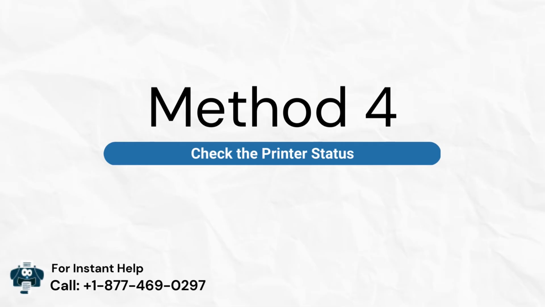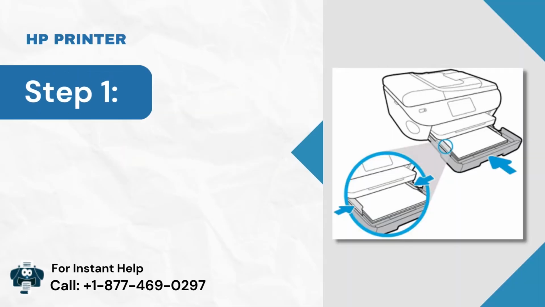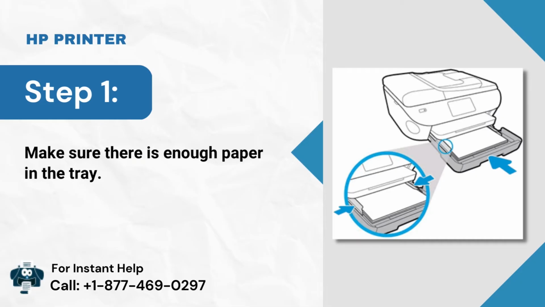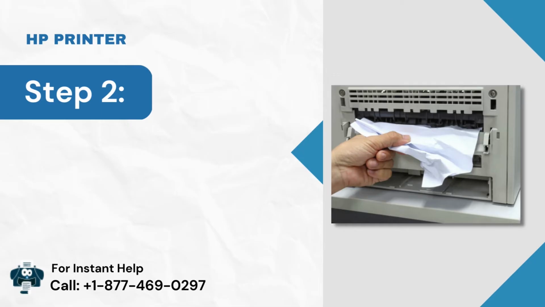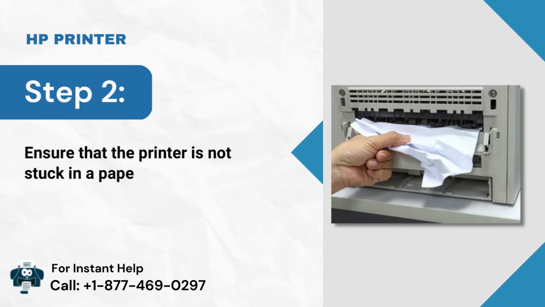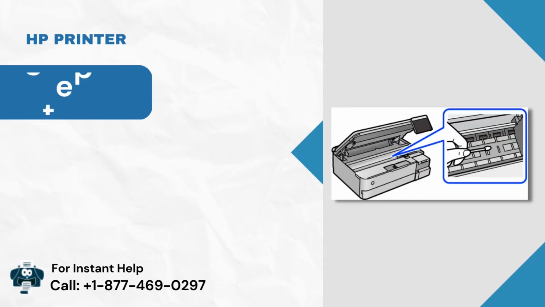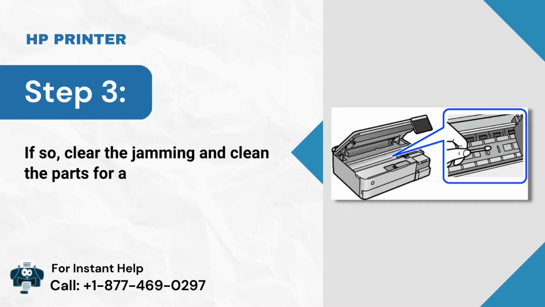Method 4. Check the printer status. Step 1. Make sure there is enough paper in the tray. Step 2. Ensure that the printer is not stuck in a paper jam. Step 3. If so, clear the jamming and clean the parts for any clogged dirt.